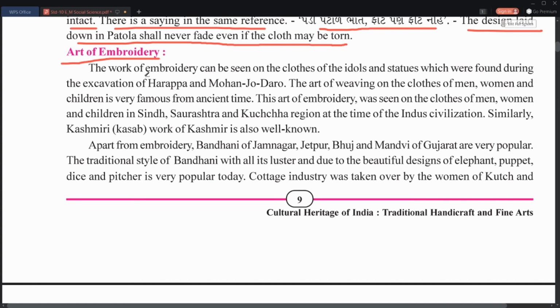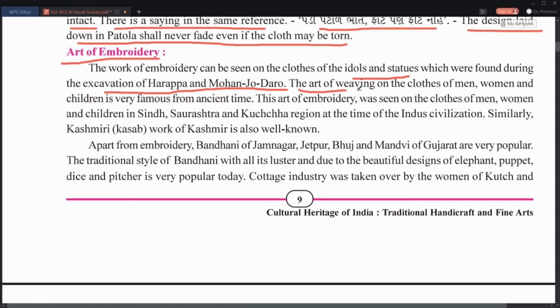The work of embroidery can be seen on the cloths of the idols and statues of gods and goddesses which were found during the excavation of Harappa and Mohenjo-daro.